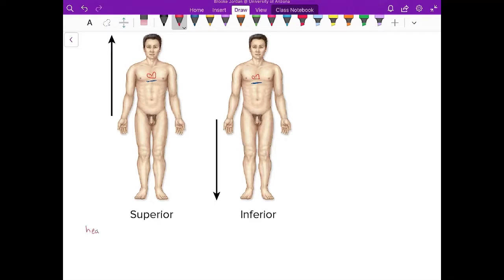It's important that we learn these directional terms and get comfortable using them because they're representative, and it makes talking about the body so much easier. So one more time, the heart is superior to the diaphragm in the same way that the diaphragm is inferior to the heart.